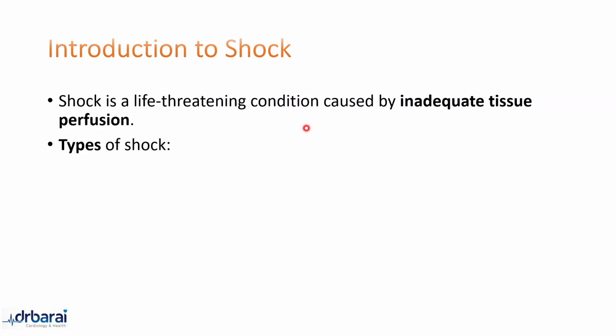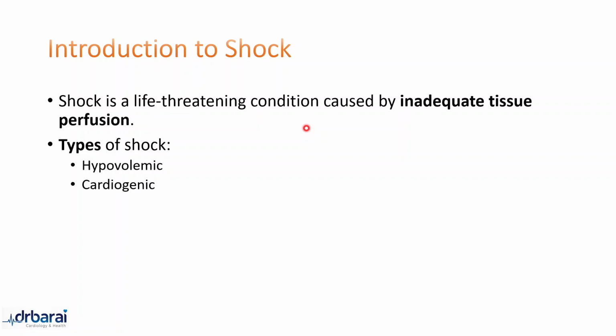There are different types of shock. Different authors classify shock in different ways. In this presentation, we will keep it very simple. There are 4 different types of shock. Hypovolemic shock, when the blood volume is reduced. This can happen following severe diarrhea, vomiting, severe burn, or somebody may have a trauma, so hemorrhagic shock. So if the total volume of blood in the blood circulatory system is reduced, that is hypovolemic shock.